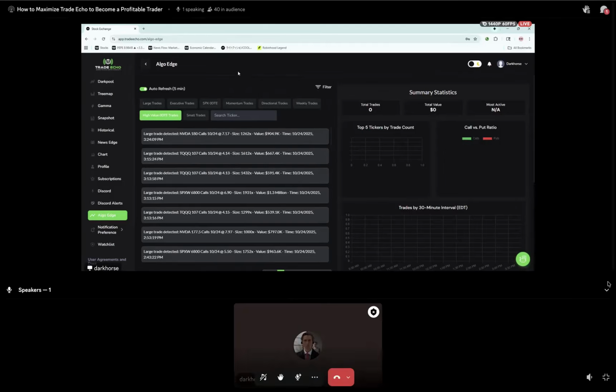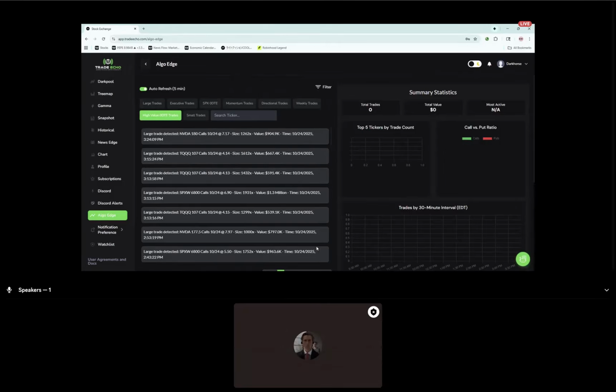This tool can help you see where high conviction traders are positioning themselves. You can also use it to confirm your bias or to catch momentum before it even hits the market, right? You see a lot of flow coming in for QCOM, and then you go in and you take the trade, and bang, news comes out on the news edge that QCOM is signing a deal or something, right?